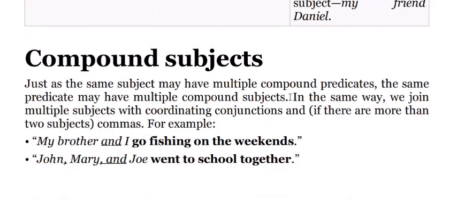Compound subjects. Just as the same subject may have multiple compound predicates, the same predicate may have multiple compound subjects. In the same way, we join multiple subjects with a coordinating conjunction, and if there are more than two subjects, commas. For example, my brother and I go fishing on the weekends. John, Mary, and Joy went to school together. Here we use commas and we use the conjunction and.